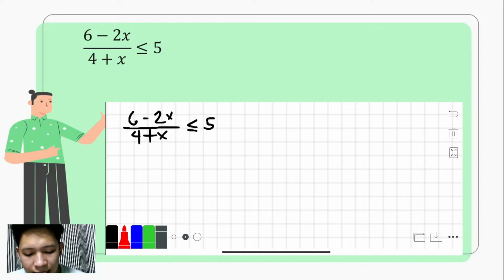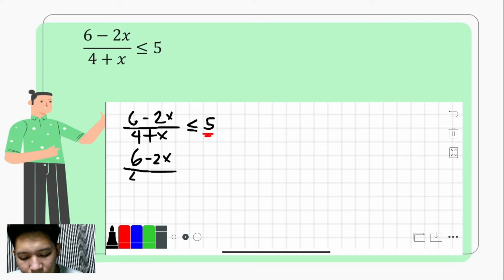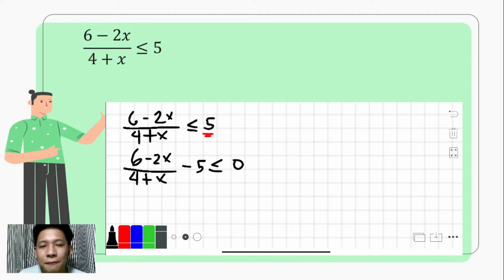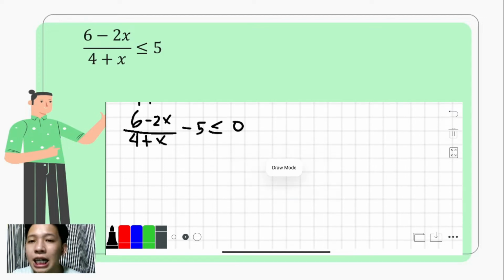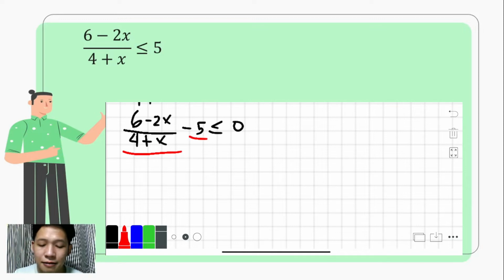So, ang gagawin natin, ililipat natin si 5 sa kabilang side ng inequality. So, that becomes 6 minus 2x over 4 plus x minus 5, dahil lilipat na po natin siya, is less than or equal to 0. So, yun po yung ating magiging result. Okay, and then after this, we have to make this as a single fraction. So, hindi po siya single fraction kasi may dalawa tayong terms dito.